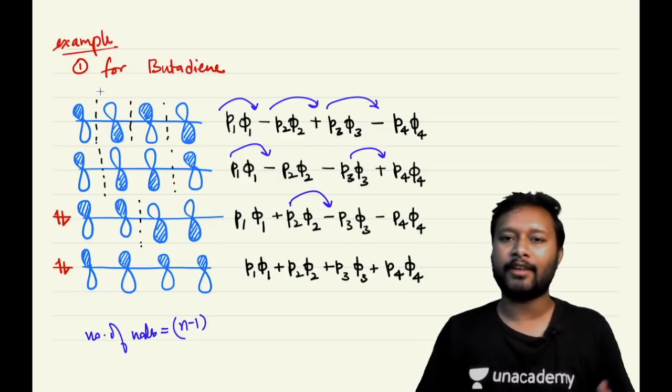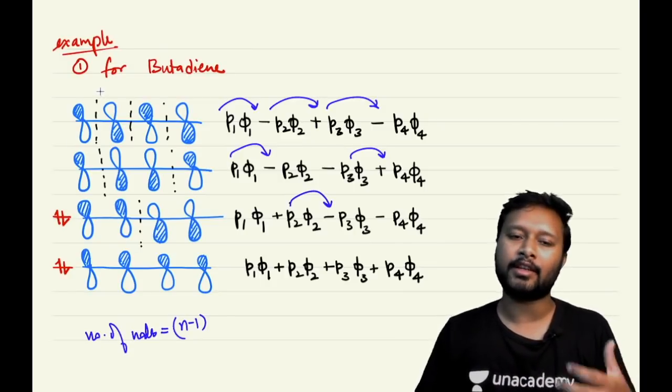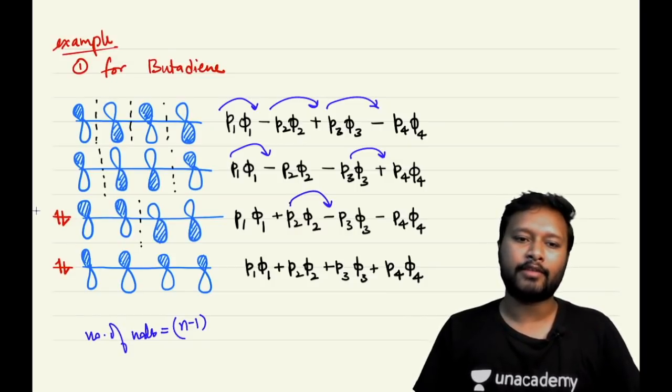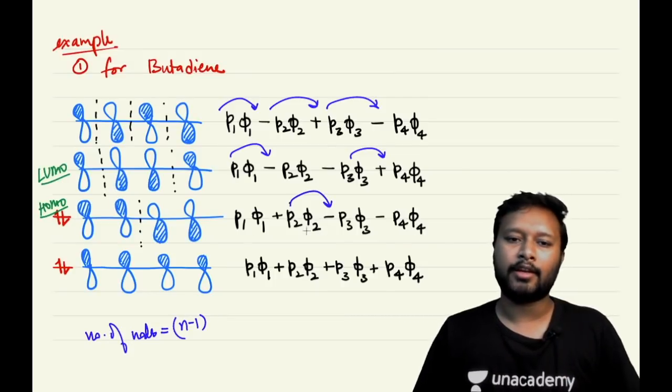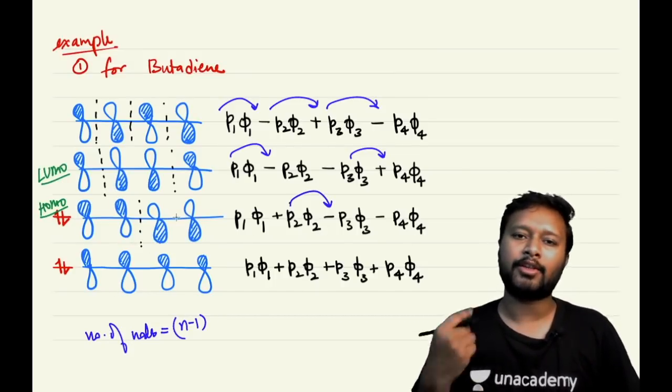Because in butadiene, if it is not in an excited state, if it's just a ground state butadiene molecule, you know that this will be called your HOMO. The psi 2 will be your HOMO, and your LUMO will be your psi 3. That's how it will be done. So this is pretty simple.